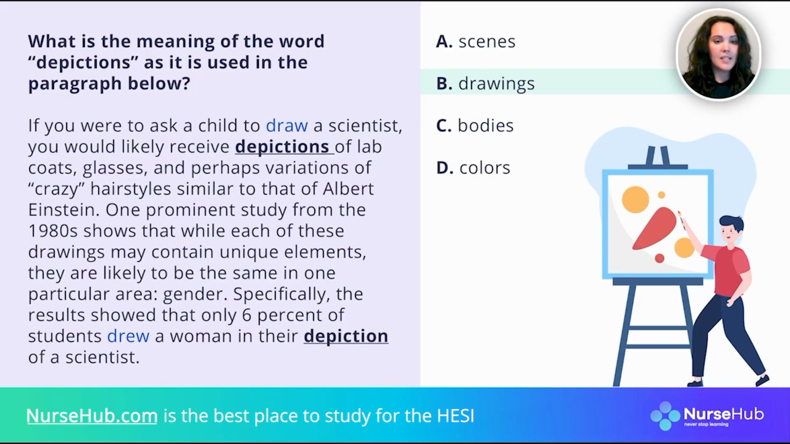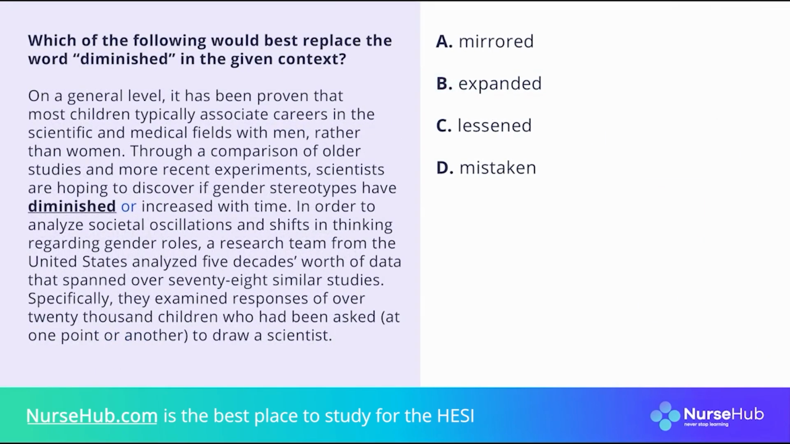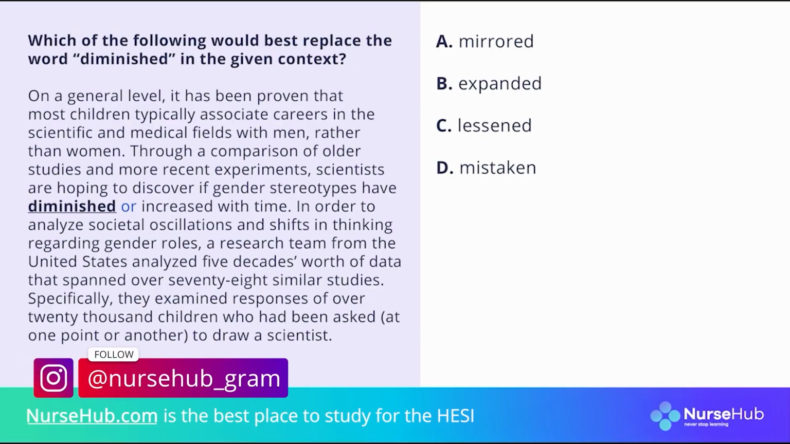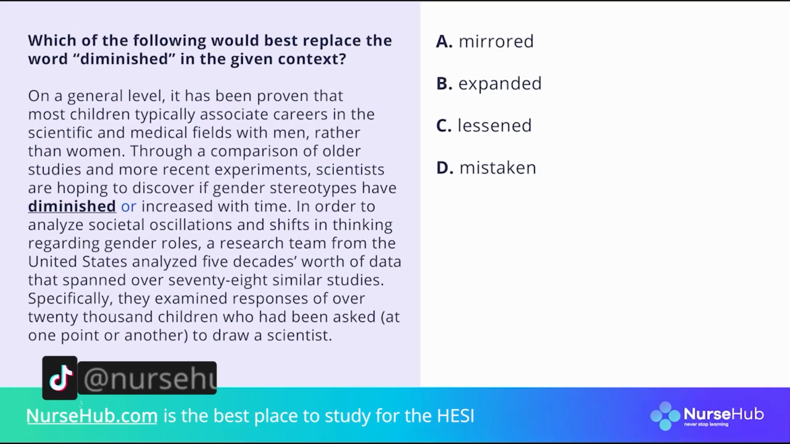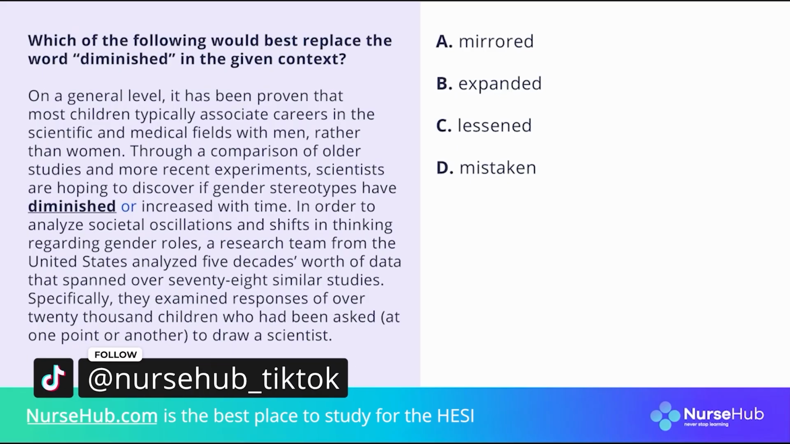All right, D is also incorrect. Colors. It is clearly stated that the children were asked to draw the scientists, y'all, and they produced various depictions of lab coats, glasses, etc., but there's no mention of color. All right, let's go ahead and take a look at another example here. Again, start by reading the question, dive into the paragraph, and try and answer the multiple choice question to the best of your ability. And I will be waiting for you on the other side for an explanation.